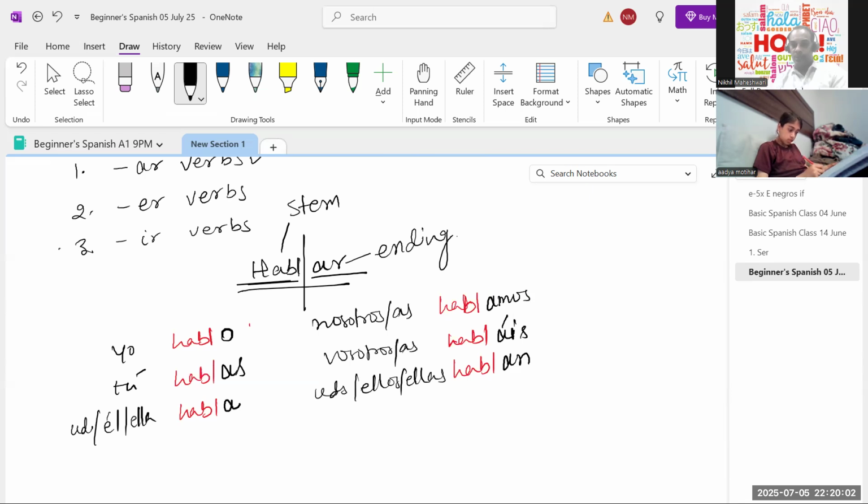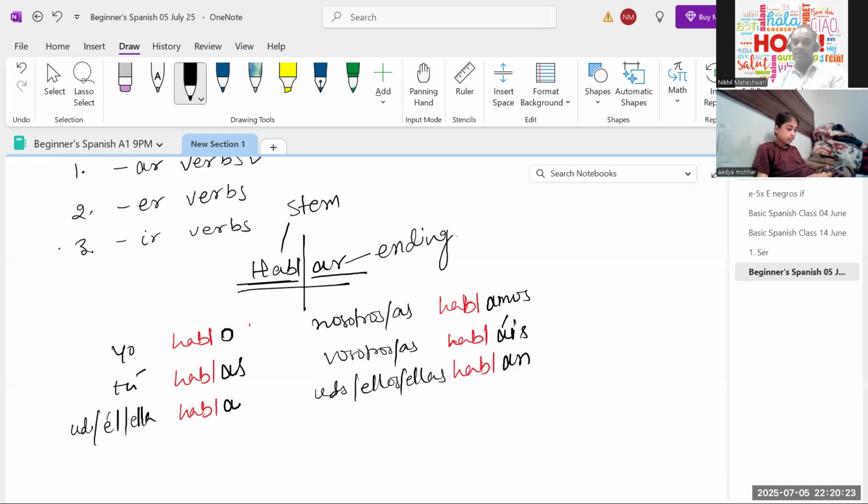Just one moment, I need to take a picture. Go ahead. I will explain this verb and more AR verbs to you in the next class that we are going to have on Monday. So don't worry.